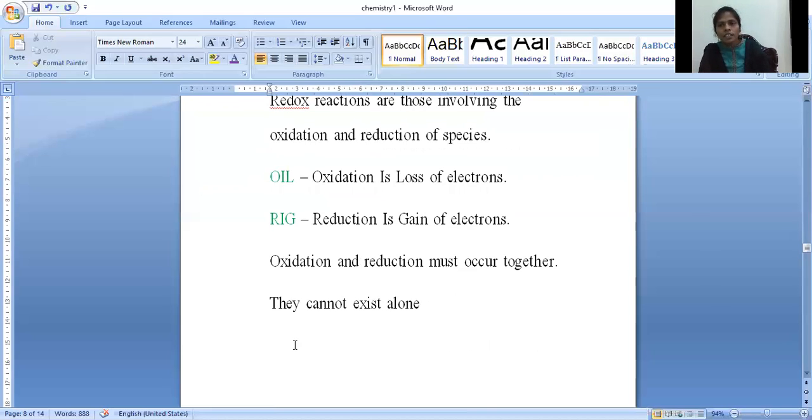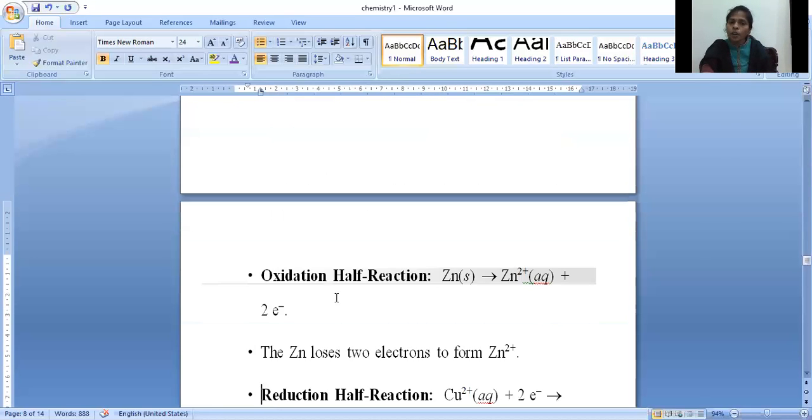Oxidation and reduction must occur together. If there is reduction, obviously oxidation also takes place. There is no reduction alone or oxidation alone. Always reduction and oxidation both take place together. That's the reason the reduction and oxidation combination reactions are called redox reactions. They cannot exist alone.